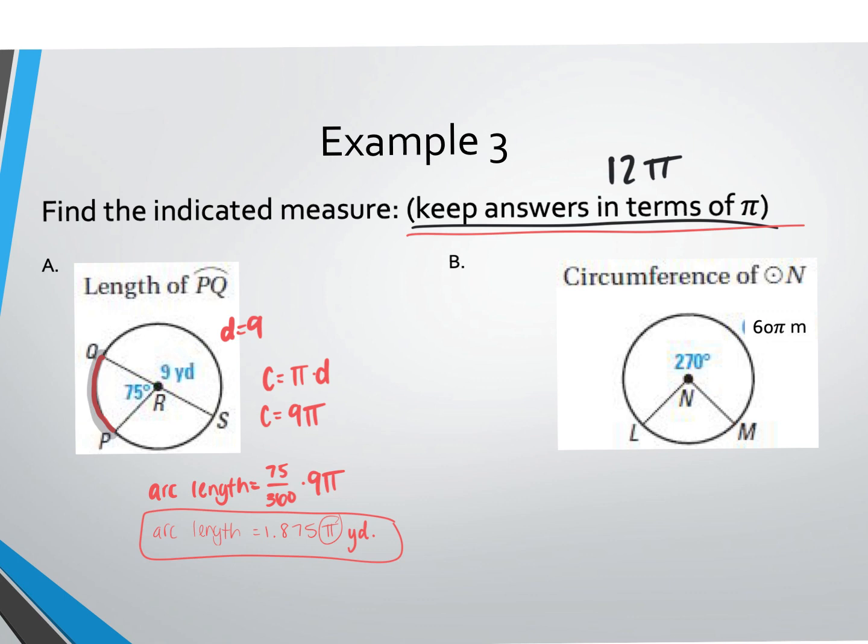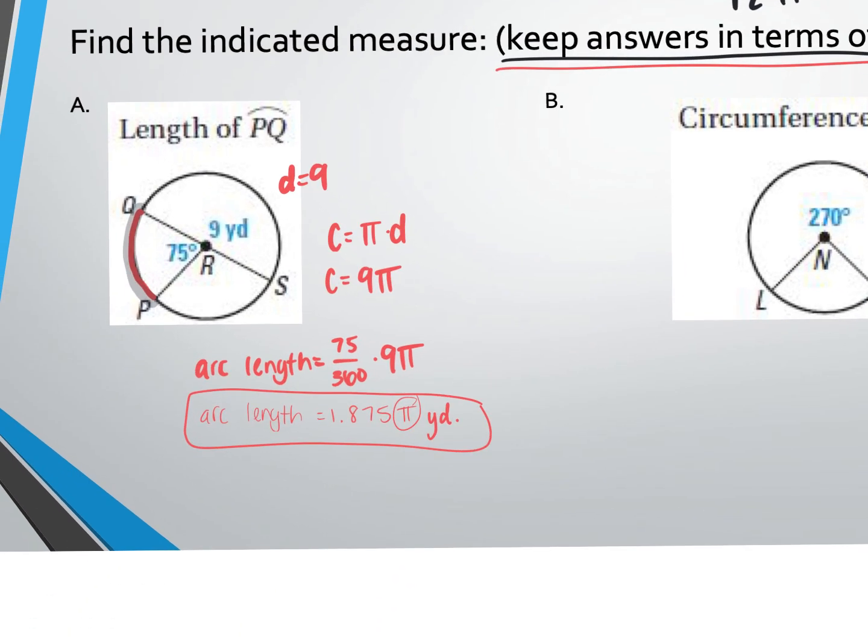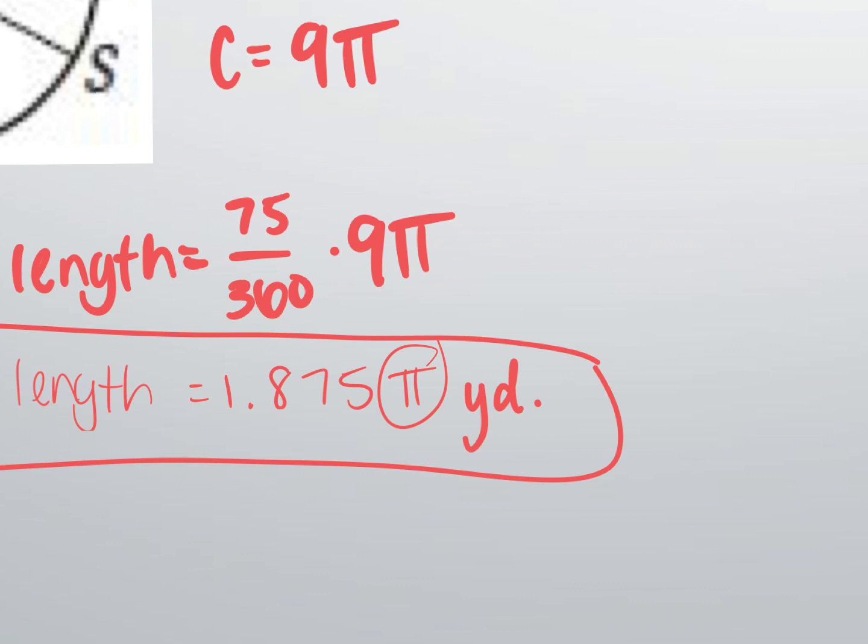What other questions do we have? These are really good questions. Yes, Christian? When it says keep answer in terms of pi, that also means you don't multiply by pi, right? Correct. Okay, so our answer, if we were to multiply by pi here, 1.875 times pi, we would get a different answer. We want to leave it in terms of pi.